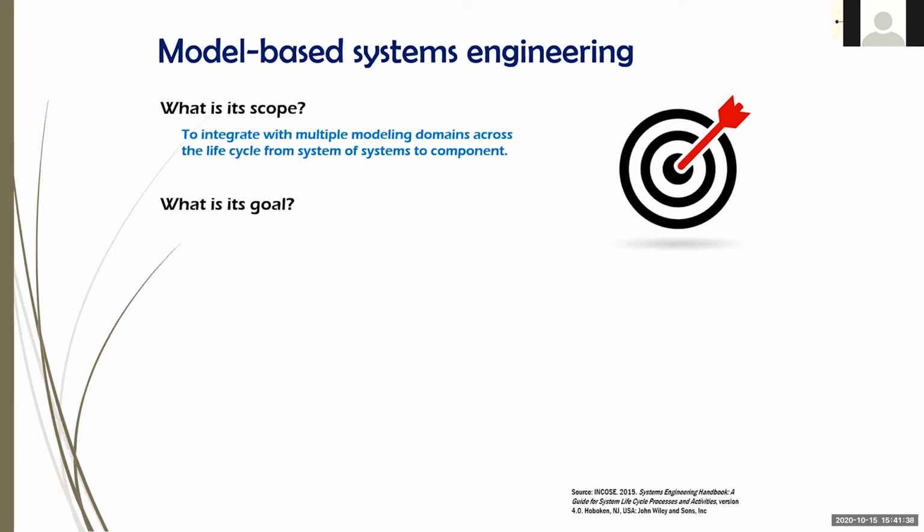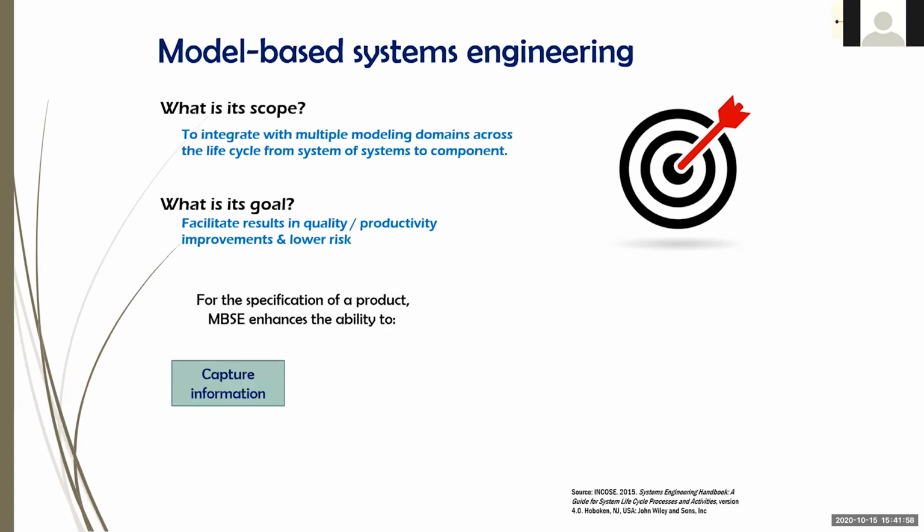Okay? Now let's continue. So what's the goal of model-based system engineering? It says facilitate results in quality, productivity improvements, and of course, we want to lower the risk, okay? Risk of failure in our system.